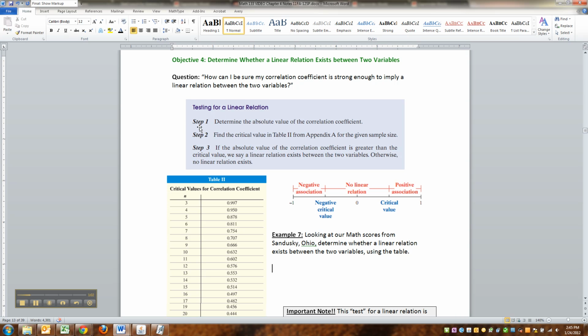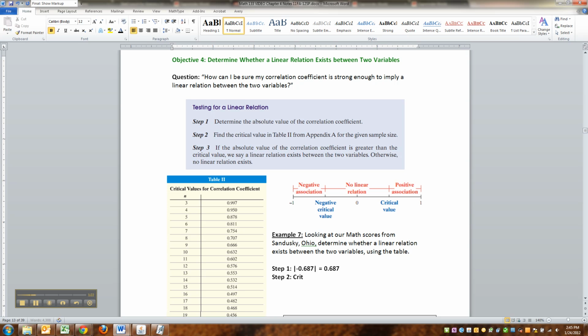Well, the first thing you do is step one. You take the absolute value, which is a vertical bar, right? The absolute value of negative 0.687 is equal to 0.687. Absolute value just turns it positive. Then you look for the critical value, step two.